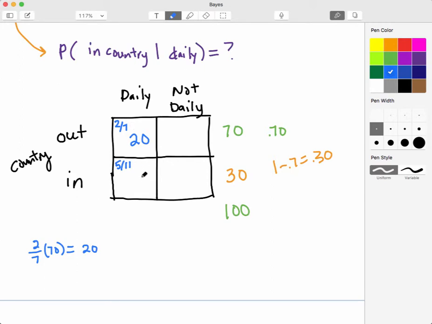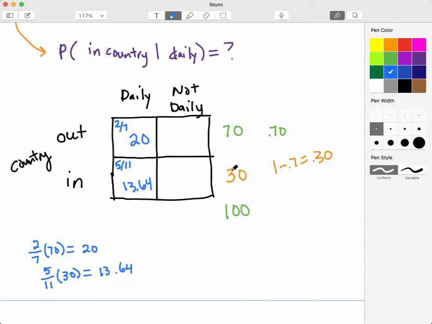Now let's do the same thing with 5/11. 5/11 of everyone else, so of the 30 people, are logging on daily. And I'm going to round this out to 13.64 people. Okay, so it's 5/11 of the 30.